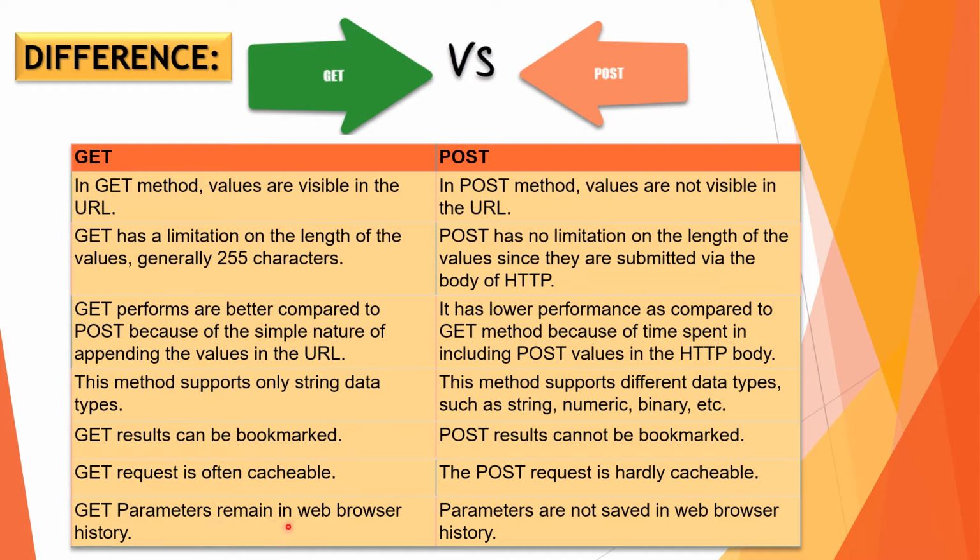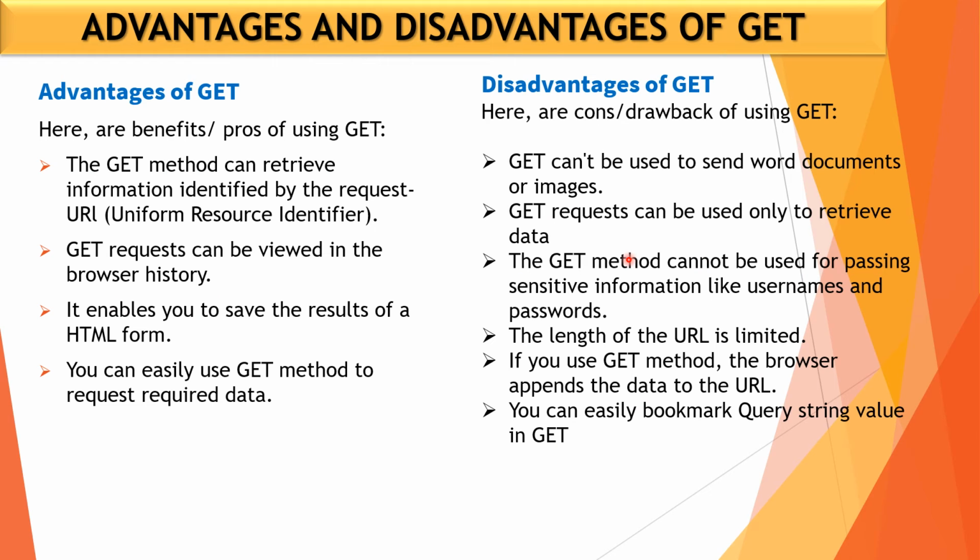The get parameters remain in the browser history, but the parameters are not saved in the web browser's history on the post method. So this is the exact difference between get and post method. What are the advantages and disadvantages of using the get? Here are some advantages of get. The first advantage is that the get method can retrieve information identified by the request, that is URL.